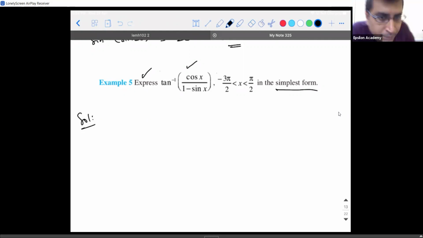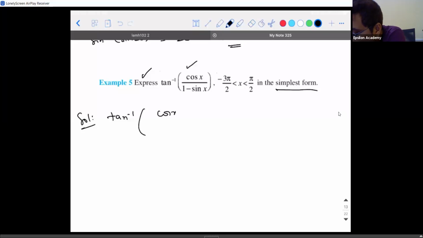Now tell me logically, if tan inverse is supposed to get eliminated, that is possible only when you have what function inside? Tan inverse of tan x is equal to x. And you should have a tan. So our responsibility is to convert this cos x and 1 minus sin x in terms of tan and eliminate the tan inverse. That's the idea. So look at the logic I'm going to use. Tan inverse of cos x divided by 1 minus sin x.